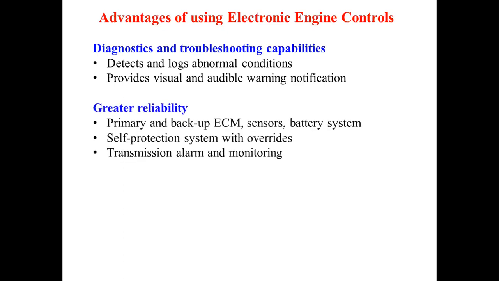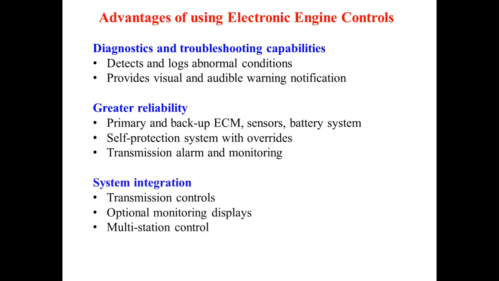Another important advantage is greater reliability. A primary and backup ECM, the electronic engine control module, is there. Sensor and battery systems likewise. Self-protection systems with overrides are there. Transmission alarm and monitoring: whether your vehicle is in gear, that is, in first gear, second gear, likewise. Then, as far as system integration is considered, because of this engine management system, you are having better transmission control, better obstacle monitoring displays, and multi-station control.